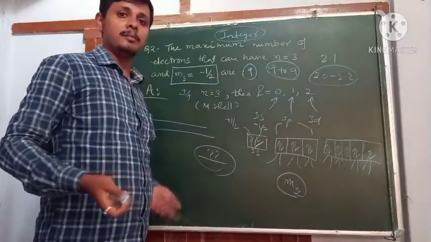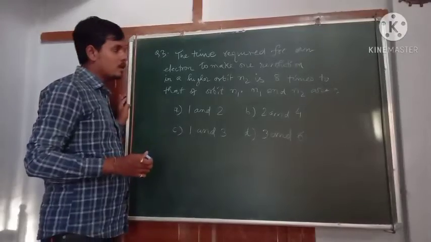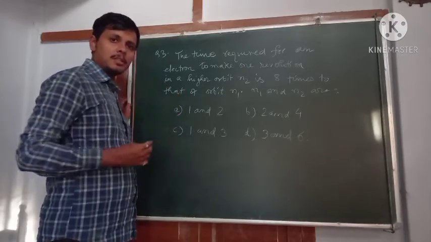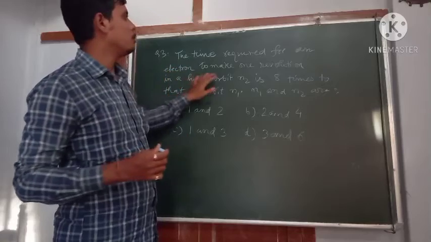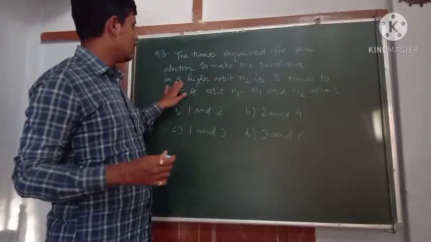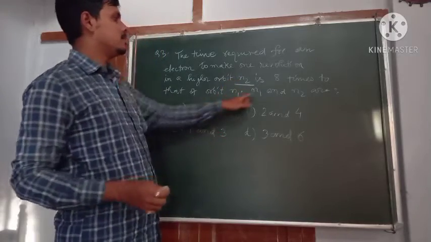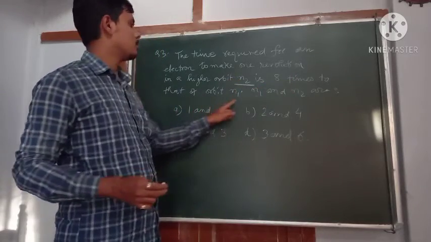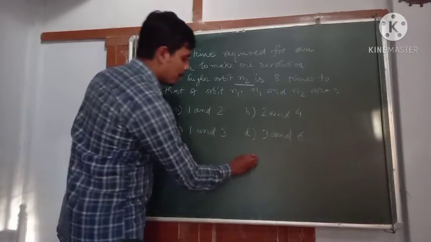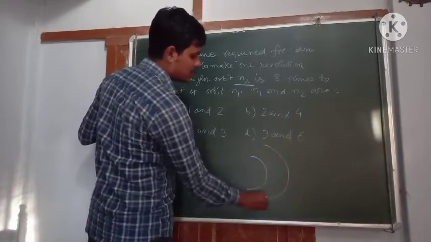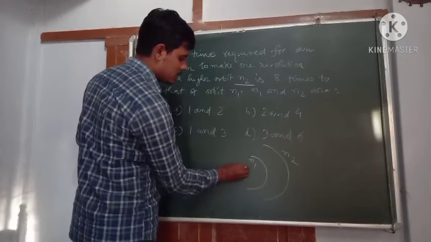Okay, in this way. So let us see question number 3, where you are asked the time required for an electron to make one revolution in a higher orbit n2 is 8 times that of orbit n1. So there are two orbits, this is n1, n2. So this is the nucleus.